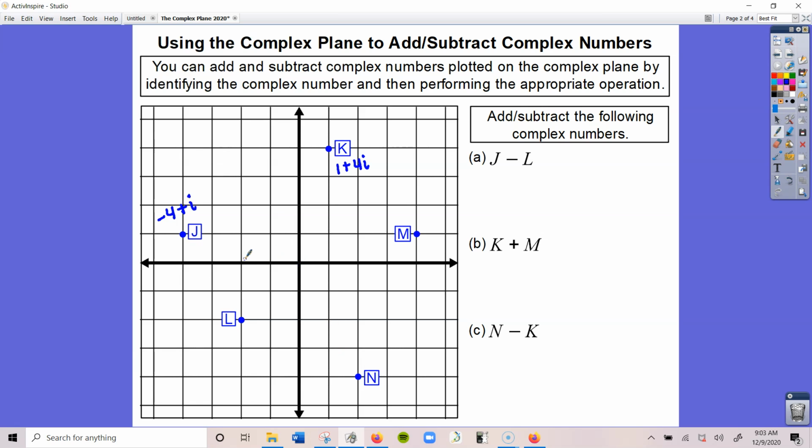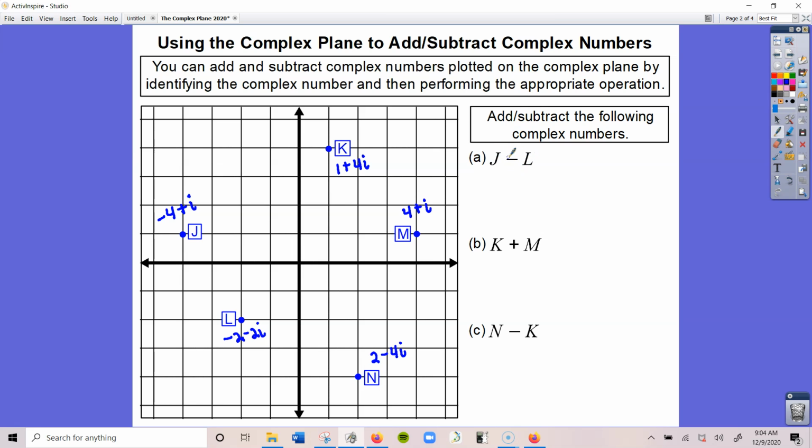L is 2 left and 2 down. So this is -2 minus 2i. M is 4 to the right and 1 up. So this is 4 plus i. And finally, N is 2 to the right and 4 down, so that's 2 minus 4i. So now that I've labeled all of my complex numbers, I can perform these operations.